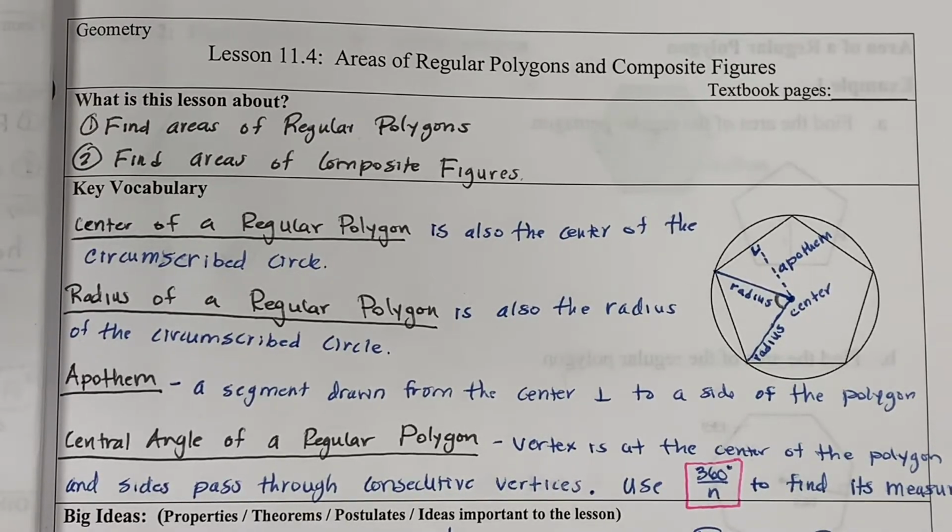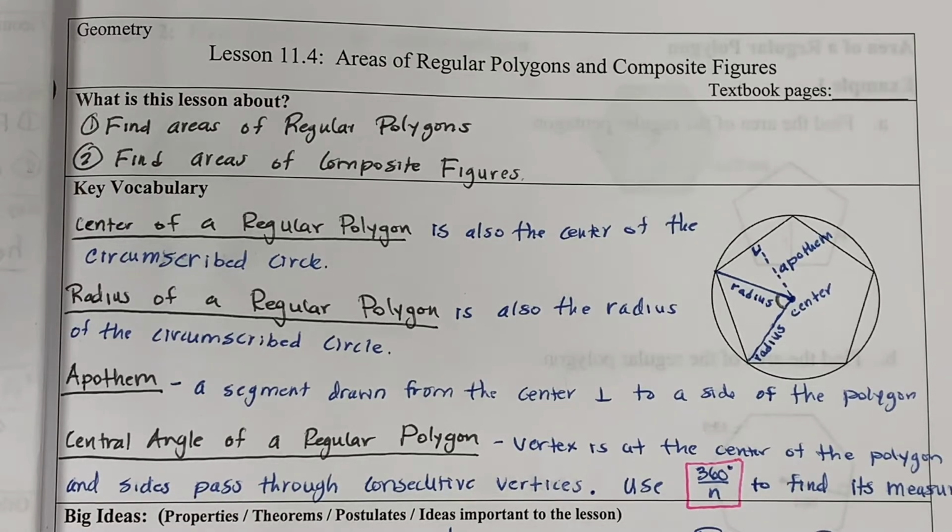Chapter 11, Lesson 4 is areas of regular polygons and composite figures. Okay, our learning targets for today, or what this lesson is about, we're going to be finding areas of regular polygons, and we're going to find areas of composite figures.